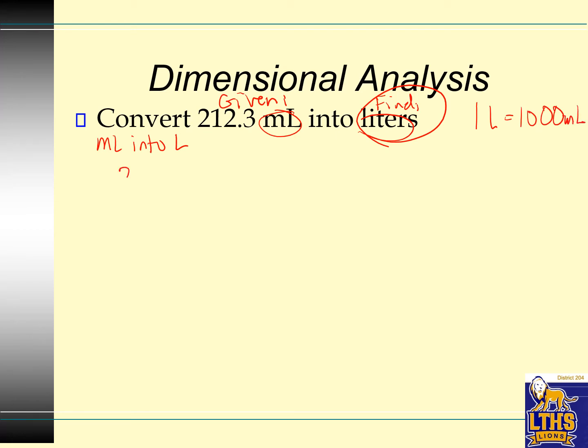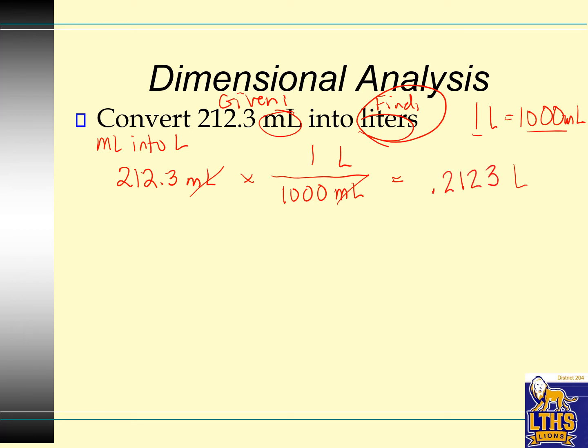Okay. So we start with the given 212.3 milliliters, and we want to change it. So we're going to multiply by what's called a conversion factor. The unit of milliliters has to cancel out. The unit of liters is what we're trying to find. And then we put the numbers in the right spots. So 1,000 goes with milliliters, 1 goes with liters. And then to do the math, milliliters cancel, we're left with liters. It's really 212.3 times 1 divided by 1,000, but we just do 212.3 divided by 1,000, so we get 0.2123 liters. So 212.3 milliliters equals 0.2123 liters.